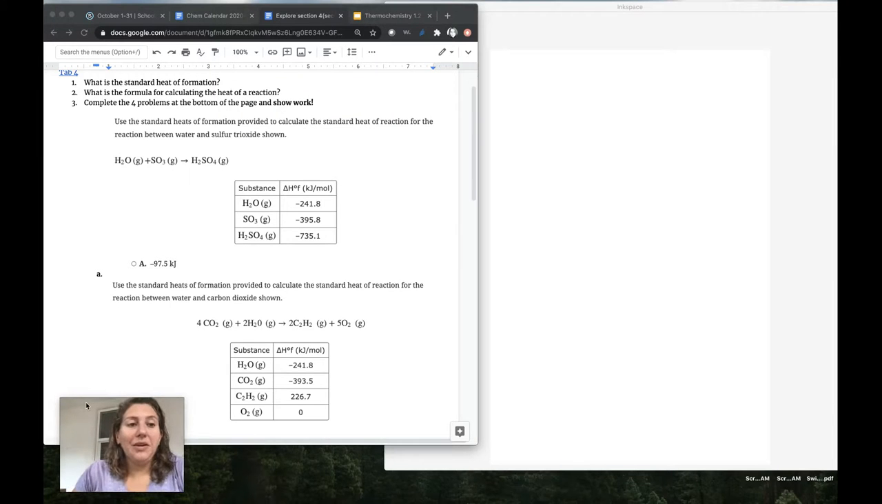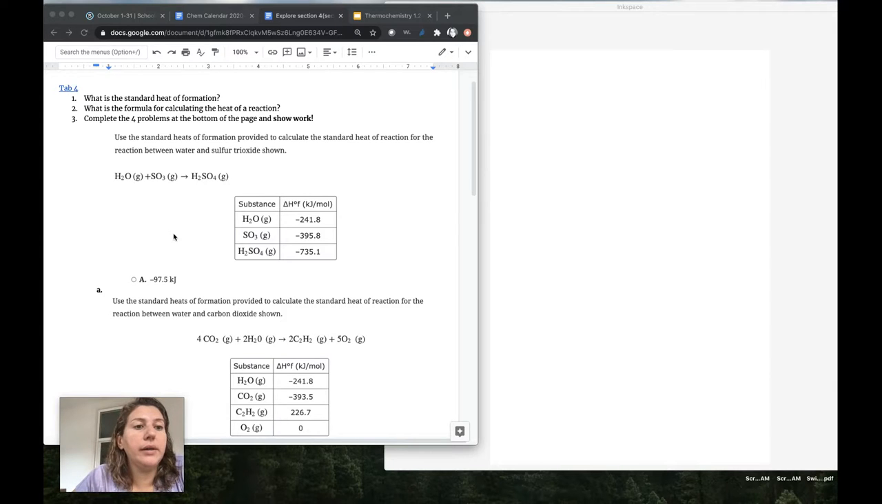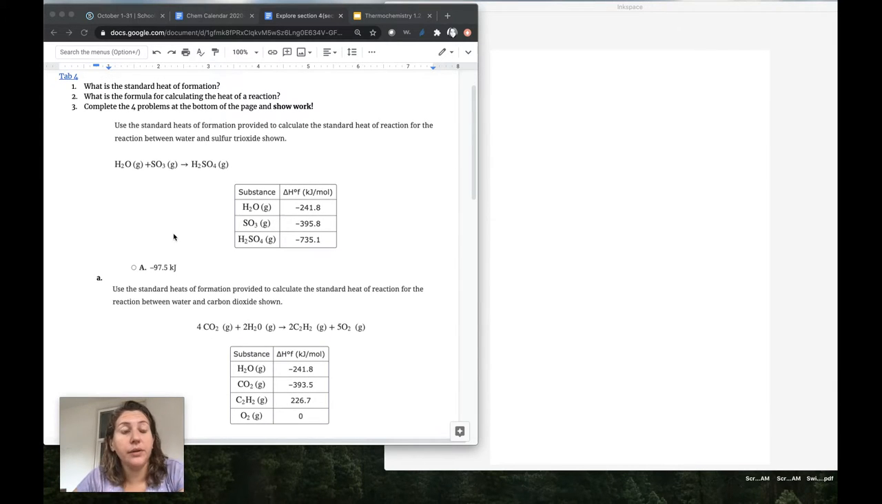So I'm here today to review the homework from tab 4, and that's up on the screen. You should be able to see it. The first question is, what is a standard heat of formation? Basically what that's asking is the enthalpy specifically of your products and your reactants at 25 degrees Celsius and 1 ATM. That is the standard heat of formation.